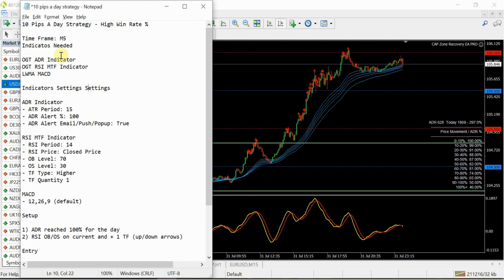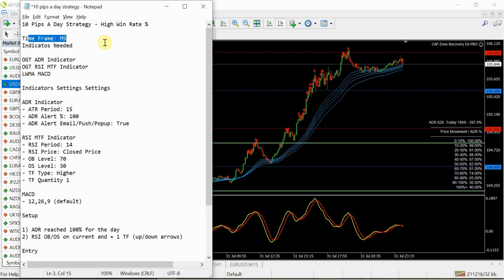The time frame that I like to trade this with is the 5-minute chart. Again, you can use it on the 15. I wouldn't go any higher than the 15-minute chart, and you'll see why once I walk through the strategy. Like I said before, I've been consistently getting 10 pips out of the market, and it's got a high win rate percentage, in the 70s to 80% kind of win rate.